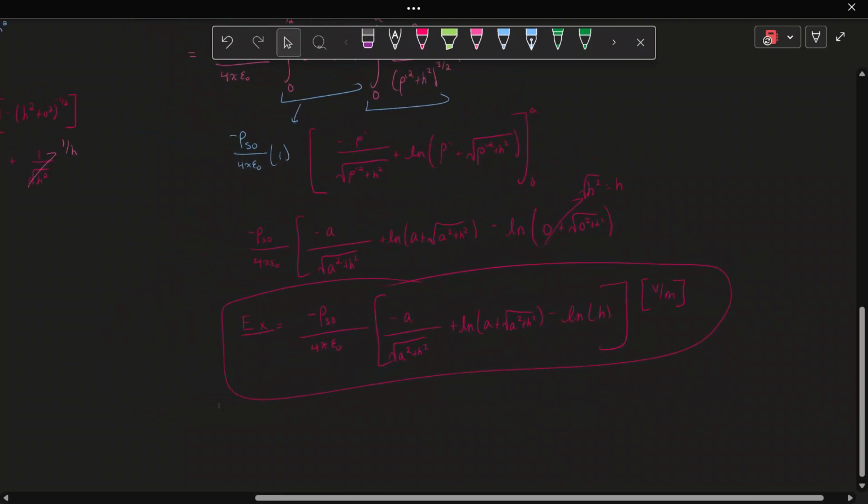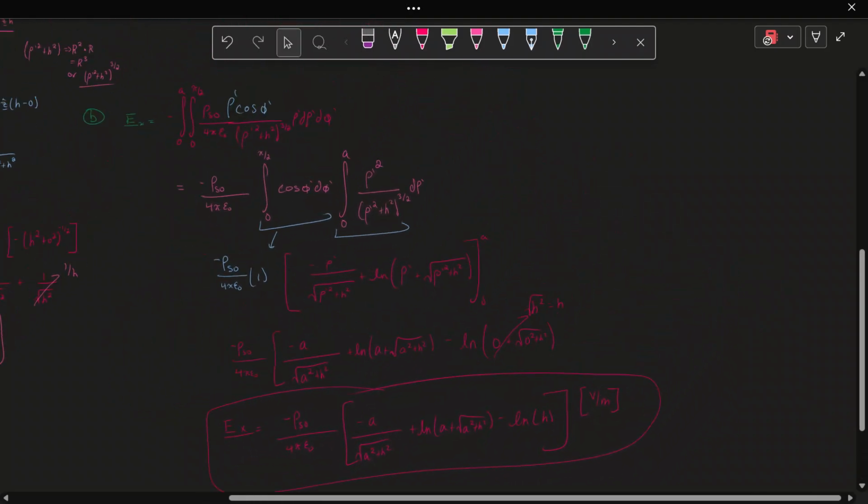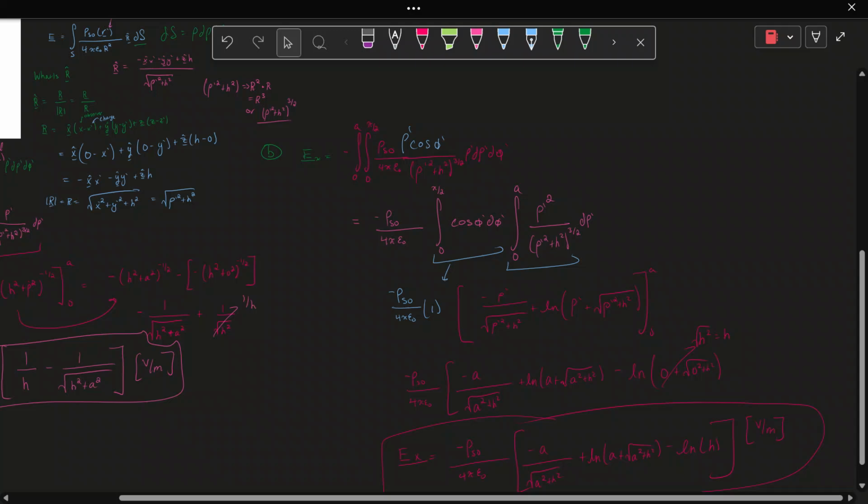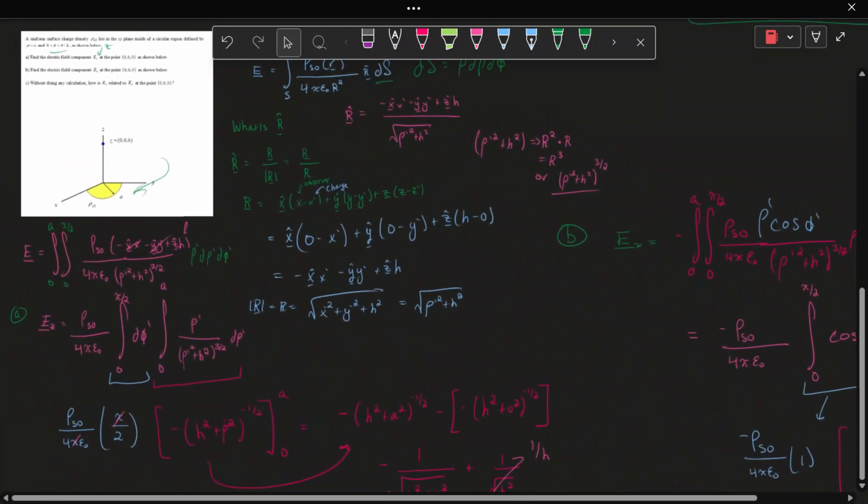Okay, so now we've done part B. Hopefully this made sense. I think the hardest part here is really remembering that x prime you can't just take x prime out. You have to know that x prime is rho prime cosine phi prime. Everything else, once you're able to get this integral, can become easier.